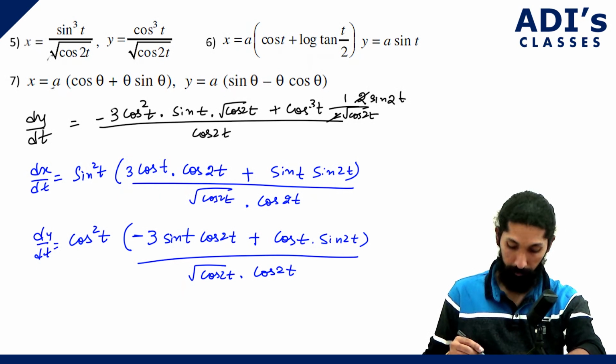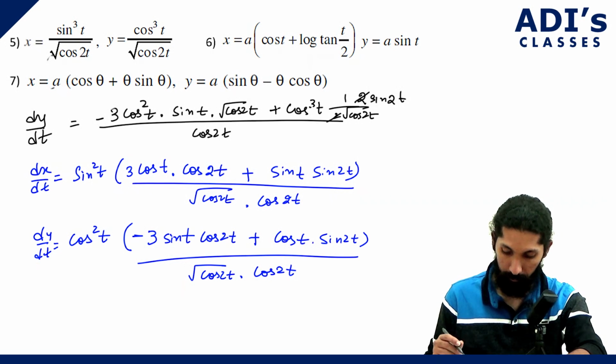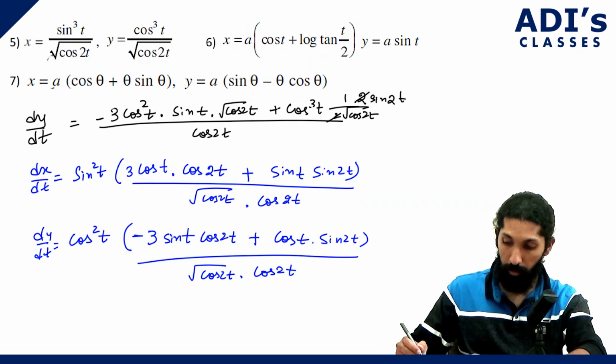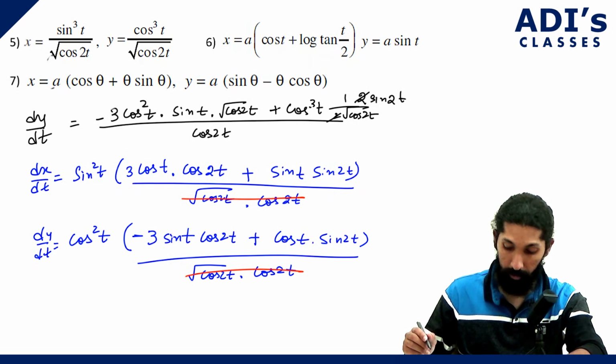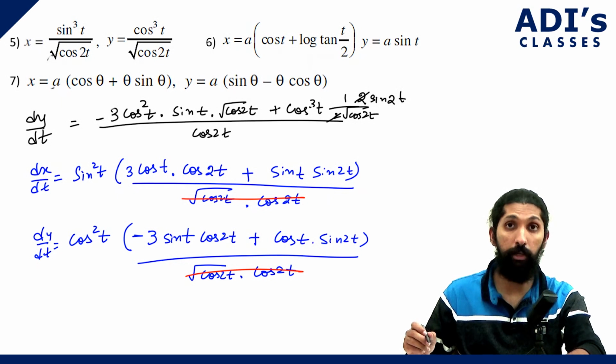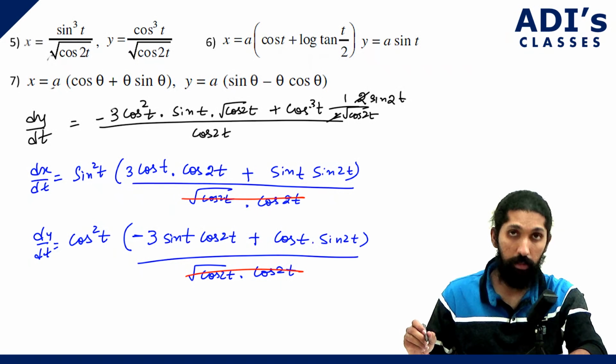We need to do dy by dx, isn't it? One divided by the other. So when you divide one by the other, one thing is for sure: the denominator in both the cases will cancel out. Correct? The denominator will cancel out, and for the rest of it we need to think how we simplify this one. Right? So let's do the simplification now.